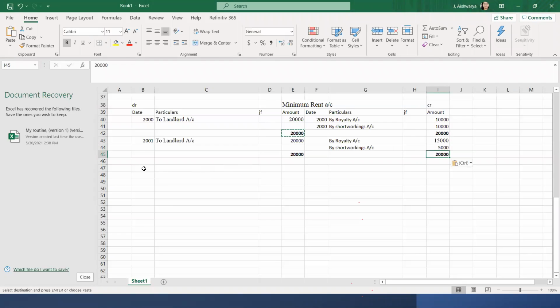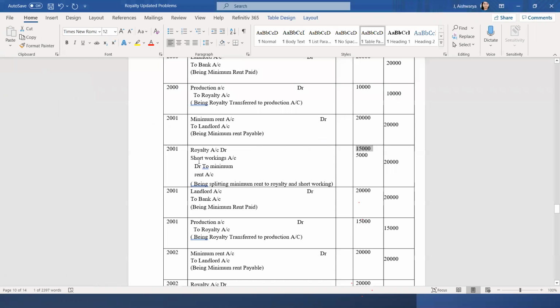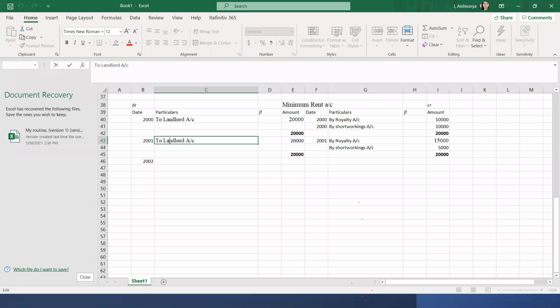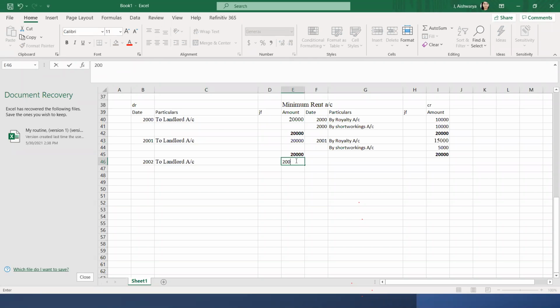And moreover, in 2002, is there any other entry which is related to minimum rent? Yes, ma'am. So what is the journal entry again? Minimum rent account debit to landlord account. So what are you going to write? Same thing, right? To landlord account, 20,000.